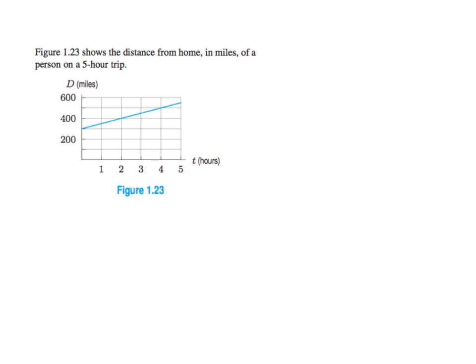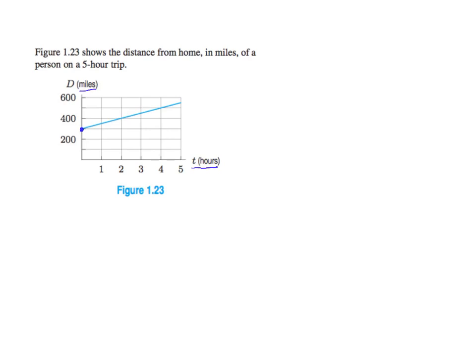Figure 1.23 shows the distance from home in miles of a person on a 5-hour trip. So on the graph, do notice that along the horizontal axis, the time is measured in hours, and along the vertical axis, the distance is measured in miles. So we can notice a couple points fairly easily.